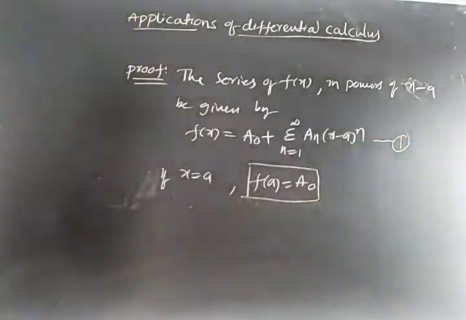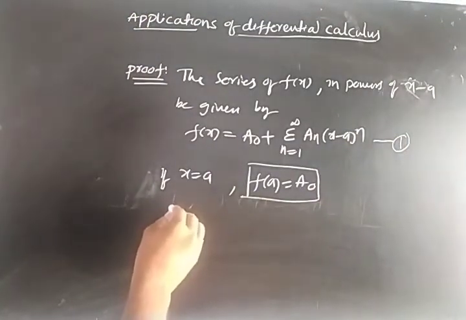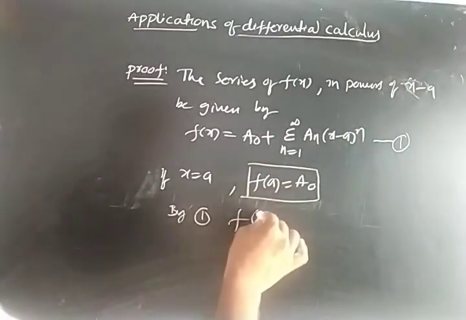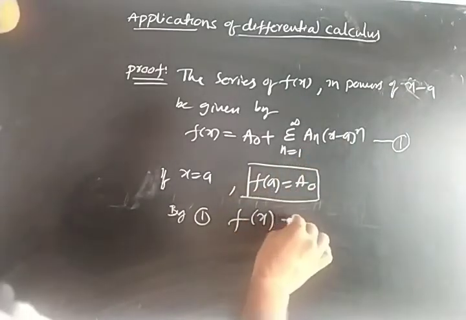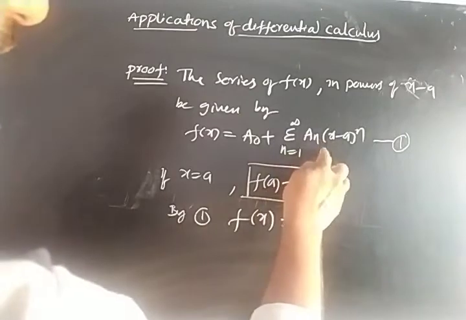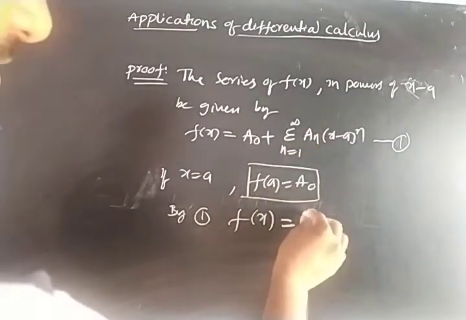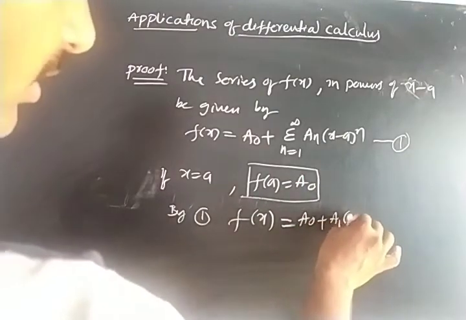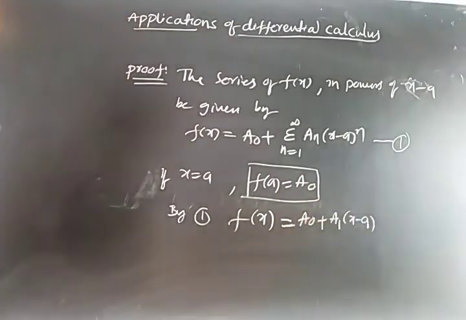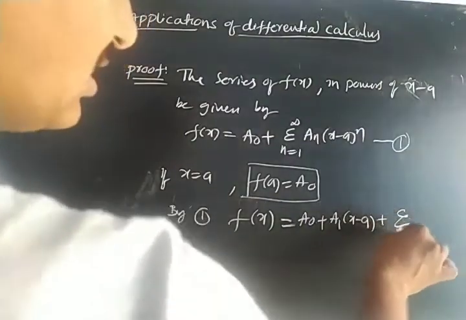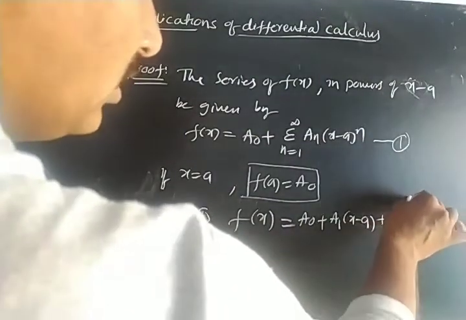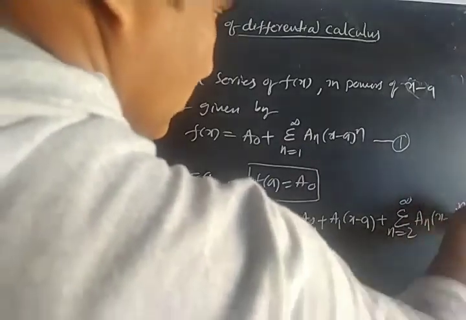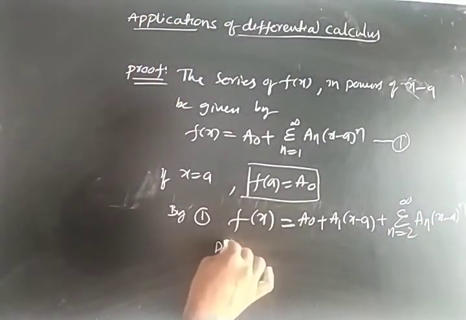Equation 1, I am rewriting equation 1. Again I am rewriting the equation by putting only n equal to 1. So I am taking a naught as it is. Next term, how we can write, a1 x minus a whole power 1. Remaining terms again I am writing in summation form, n equal to 2 to infinity a n x minus a whole power n. Now differentiate it.